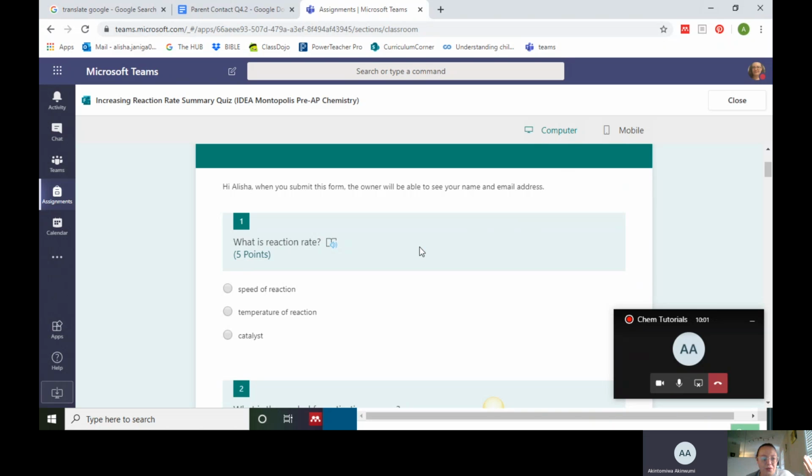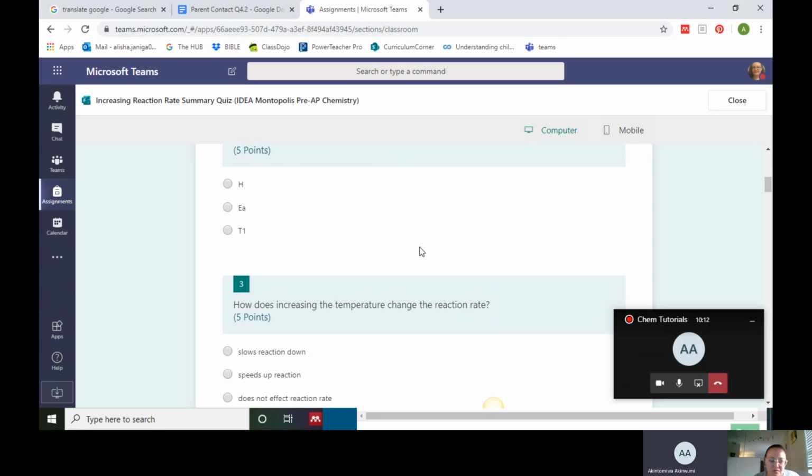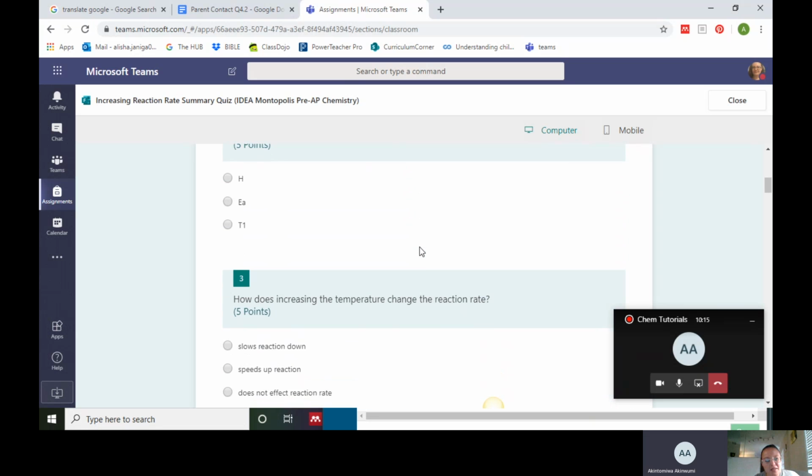All right, so we know that reaction rate is the speed of the reaction. So we've been talking about that forever. It's not the temperature, it's not a catalyst, it's speed. Symbol, we know that. I'm not going to go over that.